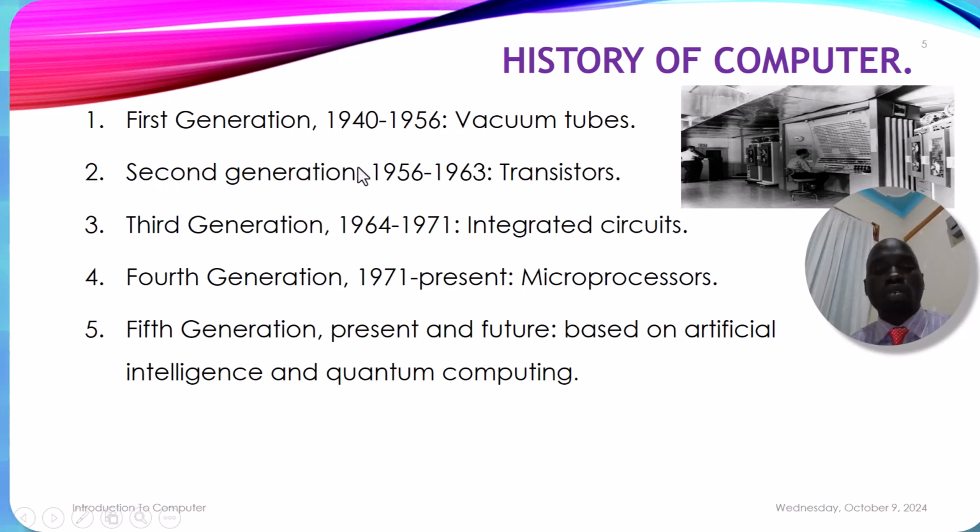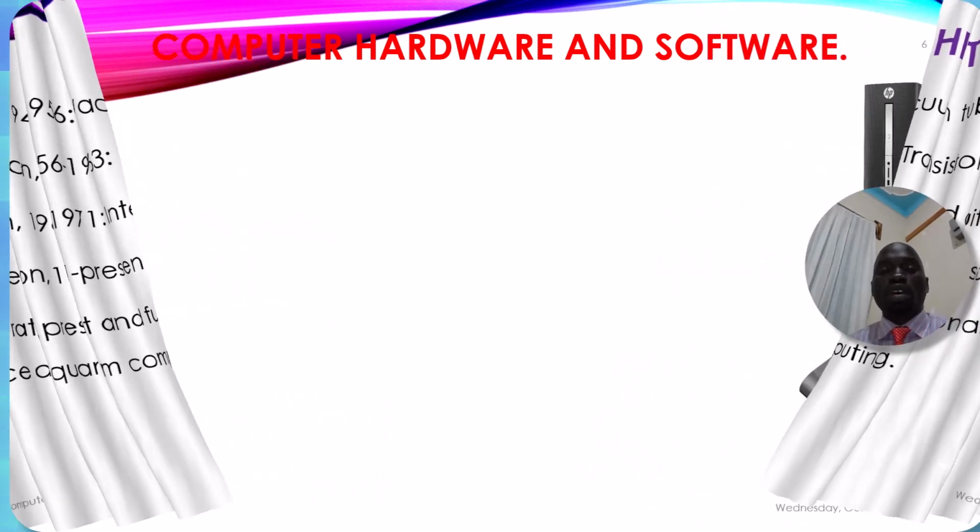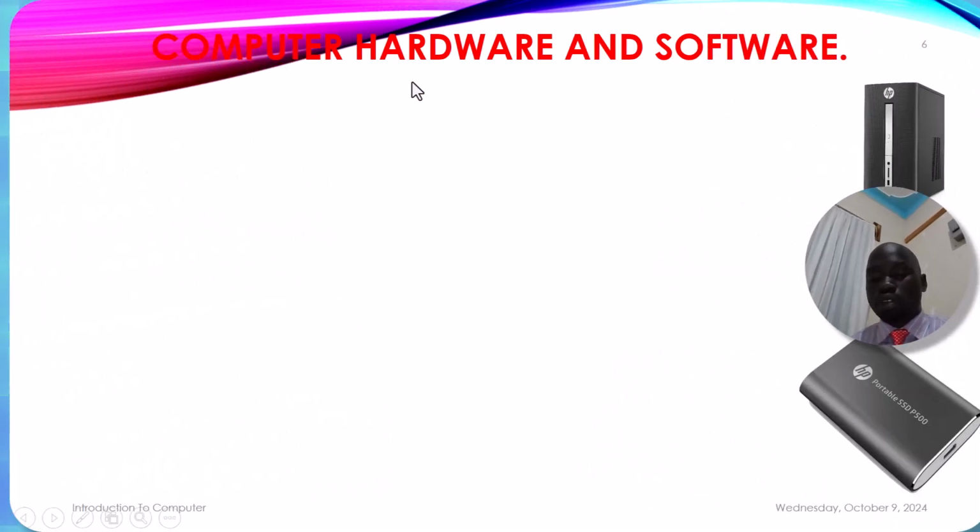Then the second generation, that is 1956 to 1963, those are where they were using transistors for computing. Then we have fourth generation, which is to present. We use microprocessors, and the fifth generation for present and the future, where we used computers based on artificial intelligence and quantum computing, which is now also becoming very much frequent as knowledge is increasing. Now we are going to look at the hardware and software.